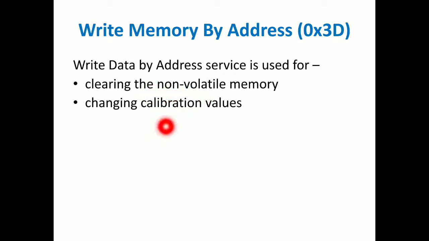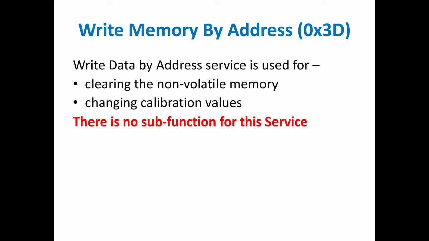The other use is changing the calibration values. Calibration values are reference values, and if you want to change them, you can use this service ID by writing the particular calibration value directly into the memory. Okay, this is one of the major things. This service id will not support any subfunction. There is no subfunction for this service id.